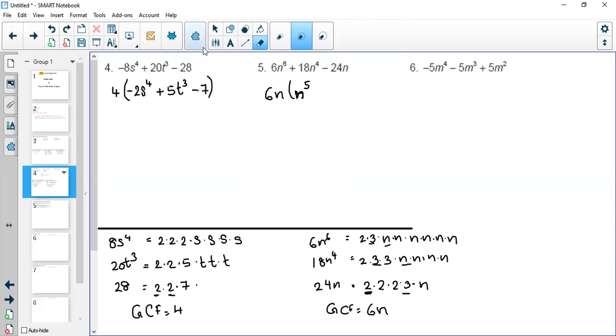Right, so the next one is plus 18 divided by 6 is going to give me a 3. And again, that's going to give me an n cubed, because n to the power of 4 divided by n to the power of 1.